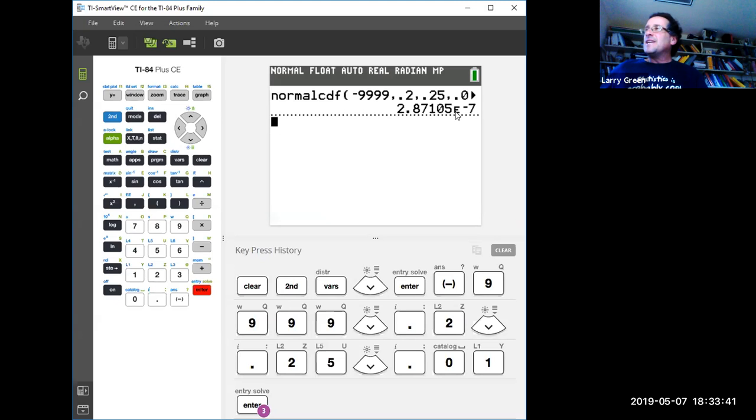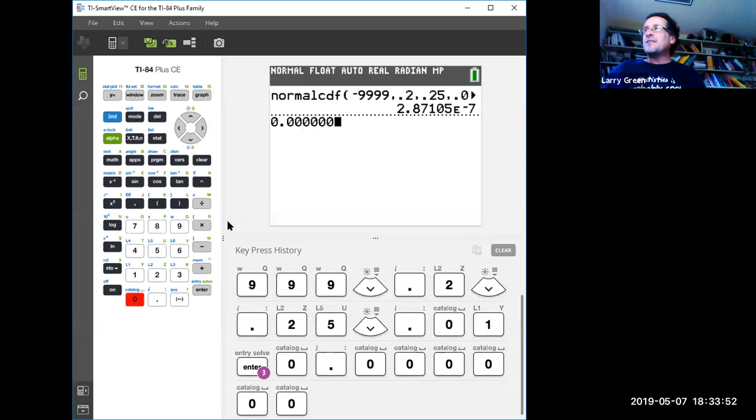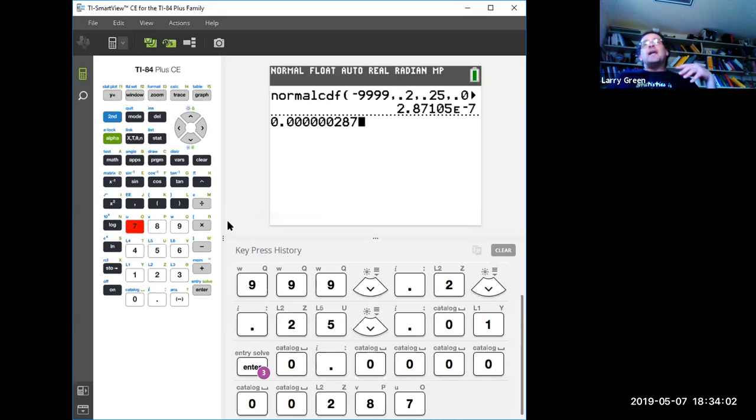So notice this E. This E means move the decimal place 7 places to the left. So to do that, we're going to get 0, point, and then 1, 2, 3, 4, 5, 6 zeros, and then the 287. And that is the probability that, had it been 25%, a sample with that sample size that was randomly taken would have a sample proportion of 20% or less, or 0.2 or less. Any questions on that? Okay, any questions? And by the way, that's a really small probability.